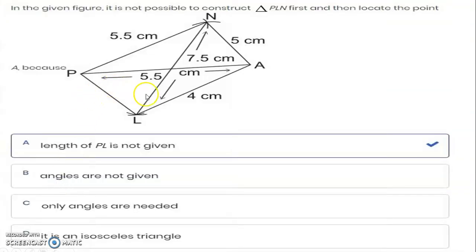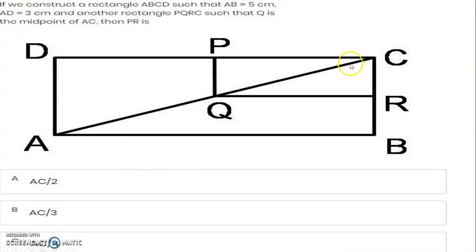The next question is, wait, let me show you that. AC by 2 is PR. And another rectangle PQRS such that Q is the midpoint of AC. Then find PR. They are asking us the full length. So it will be half of AC.